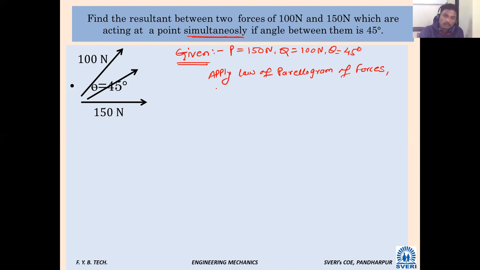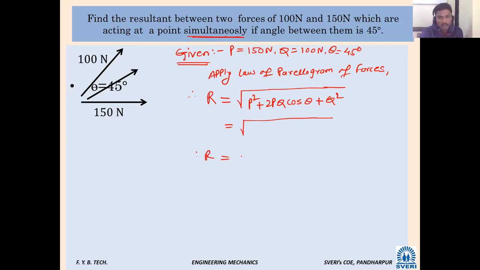Now it is simple, directly the formula. What is that formula? R is equal to under root of P square plus 2 PQ cos theta plus Q square. Calculate that value. How much is the value under the root? Therefore, R is equal to the resultant.